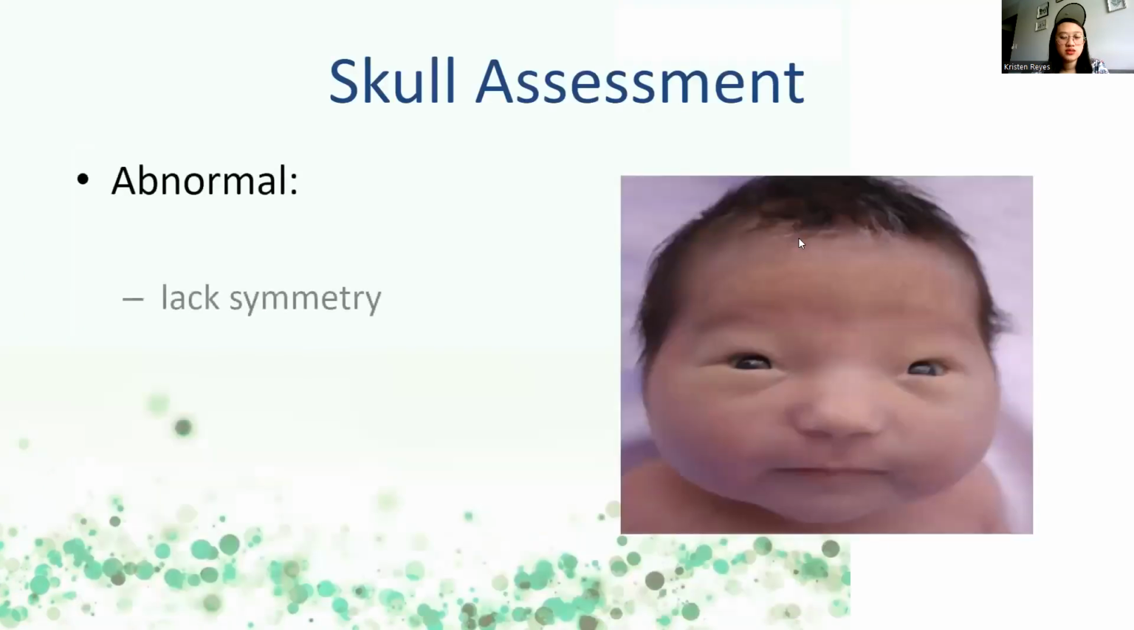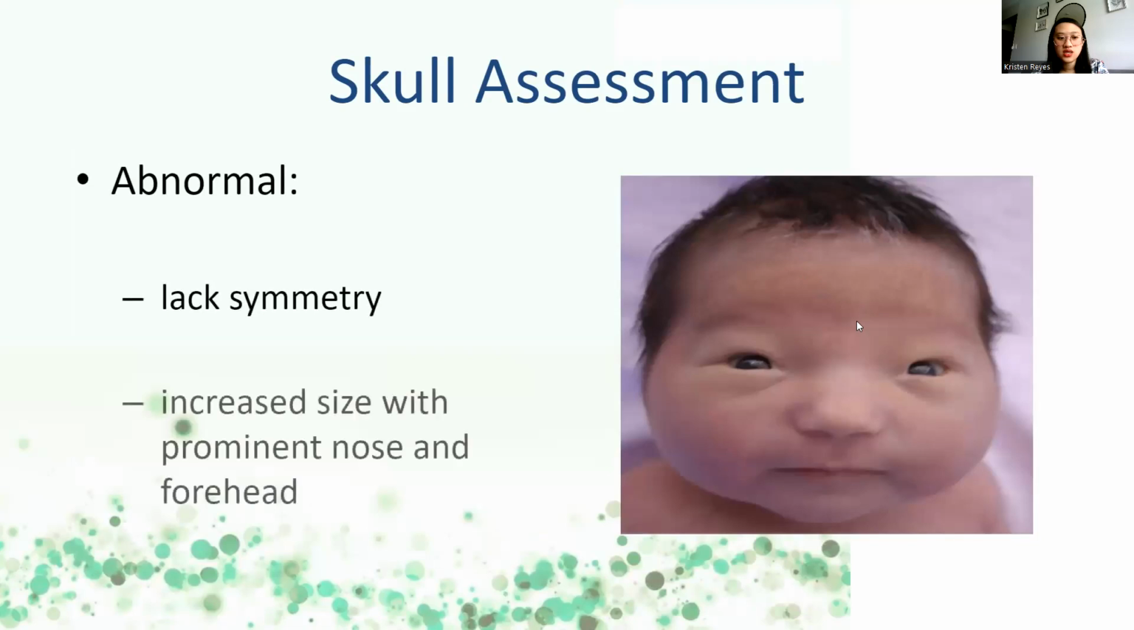Skull assessment: there is lack of symmetry and increased size with prominent nose and forehead. This one, as you can see, is abnormal. There is a very long space between the eyebrow and the eyes of this baby. This can be due to genetic abnormalities, one example is trisomy 21. So this is a sign of genetic defects.